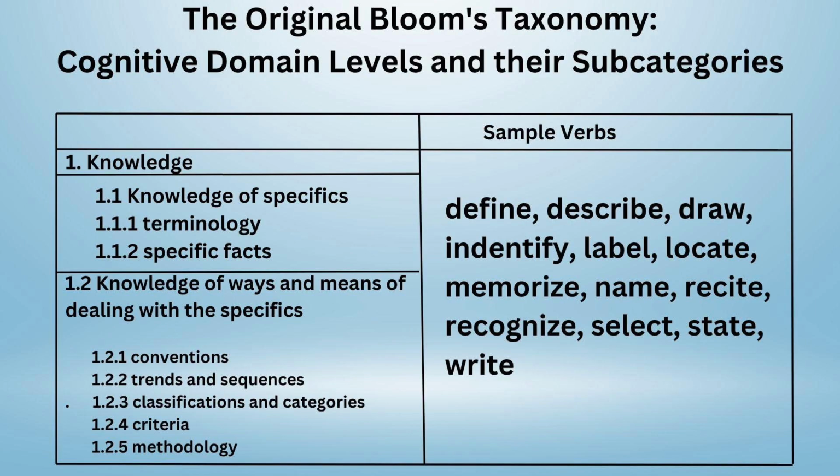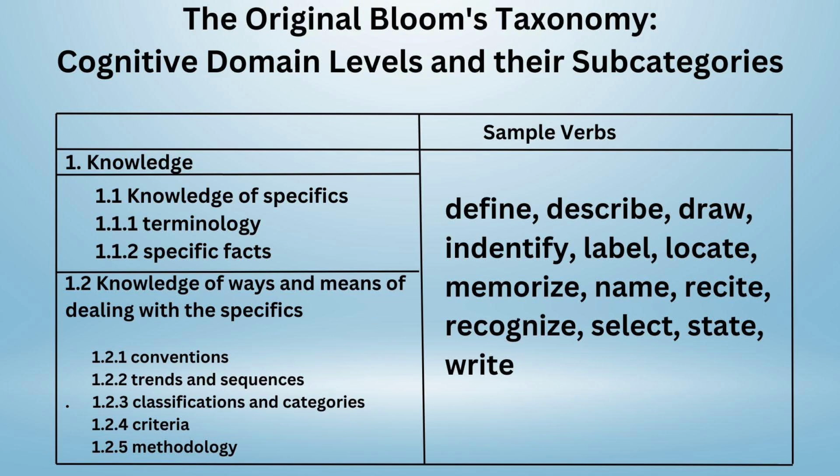Alright, those are the 6 levels of the old or original Bloom's taxonomy. And now, let's proceed to the original Bloom's taxonomy, which is the cognitive domain levels under subcategories. So, the first level of the cognitive domain in Bloom's taxonomy is knowledge. Knowledge refers to a person's ability to recall and retrieve information. It's not just simple memorization, but understanding the meaning and context of the information.